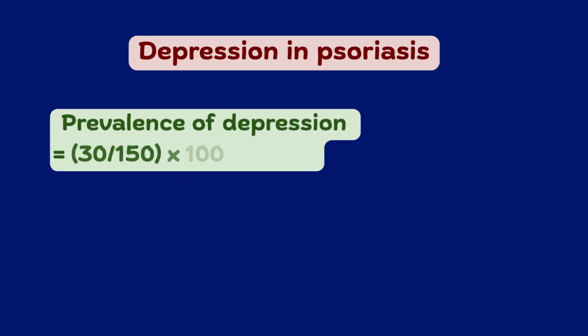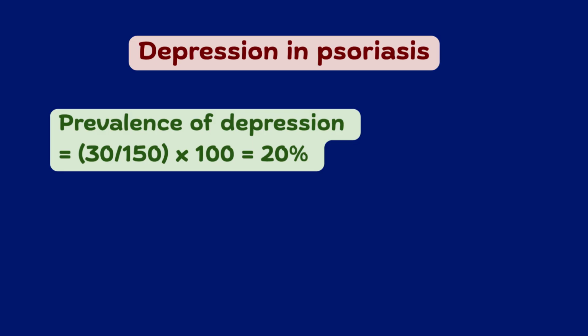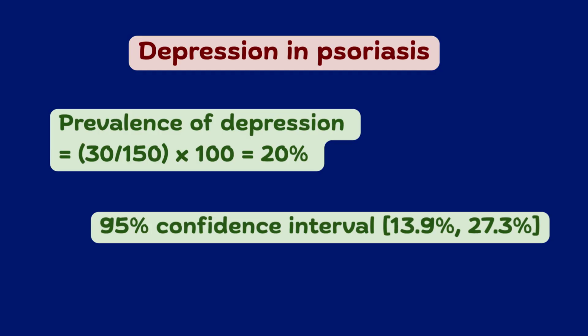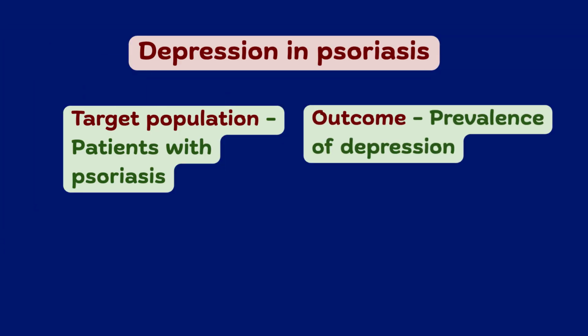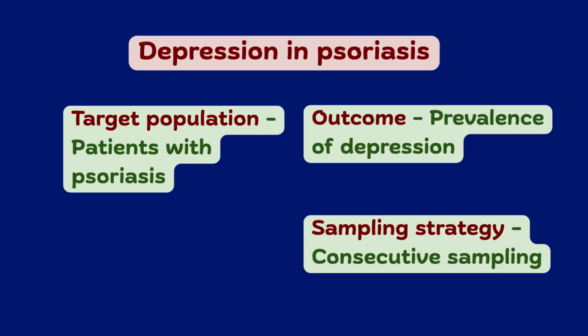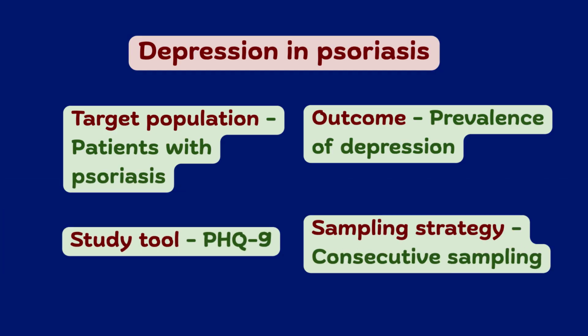They found that 30 participants scored above the cutoff score of 10 on PHQ 9. They calculated the prevalence using the formula as 30 divided by 150 multiplied by 100 is equal to 20 percent. The 95% confidence interval was calculated using an online tool as 13.9 to 27.3 percent. In this study, the key elements can be summarized as target population, patients with psoriasis; outcome, prevalence of depression; sampling strategy, consecutive sampling; and study tool, Patient Health Questionnaire 9.